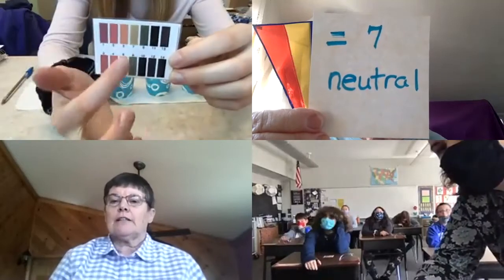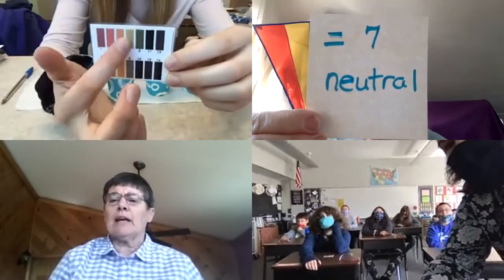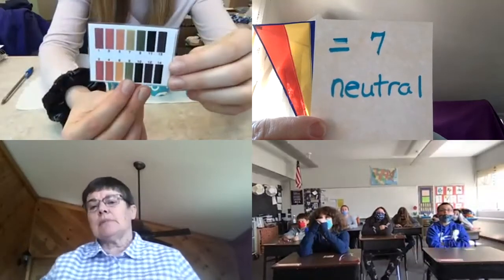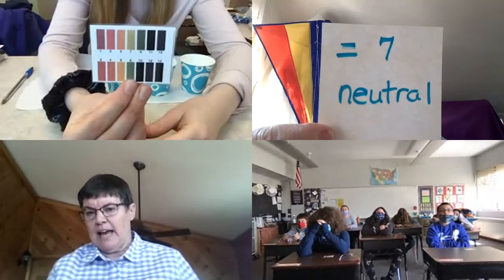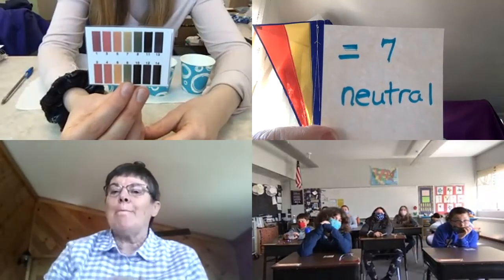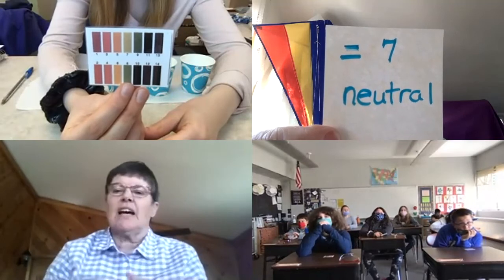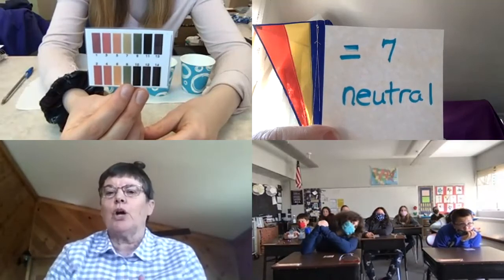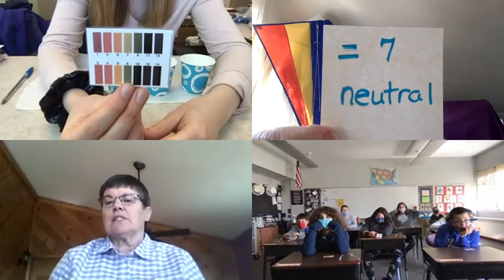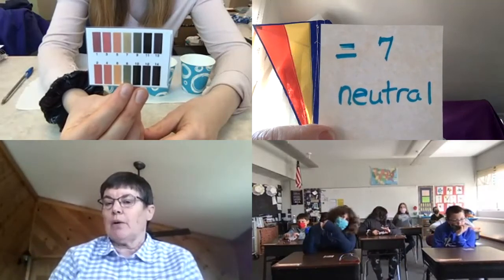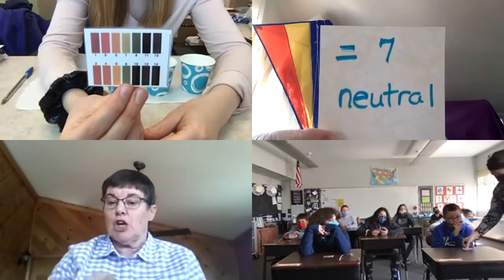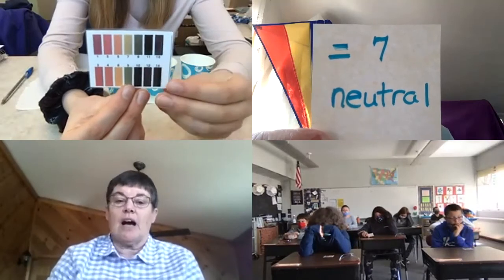In fact, the atoms that make something an acid and the atoms that make something a base, neutral substances have equal amounts of both of those. So it's kind of like they balance each other out or cancel each other out. So we kind of think of neutral as being somewhere in the middle. So what number on your chart do you think that would be? What number is kind of in the middle?